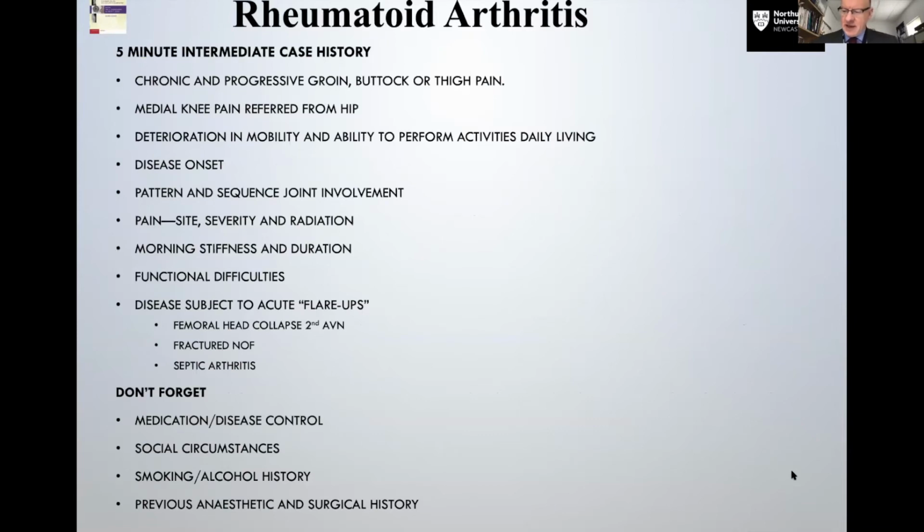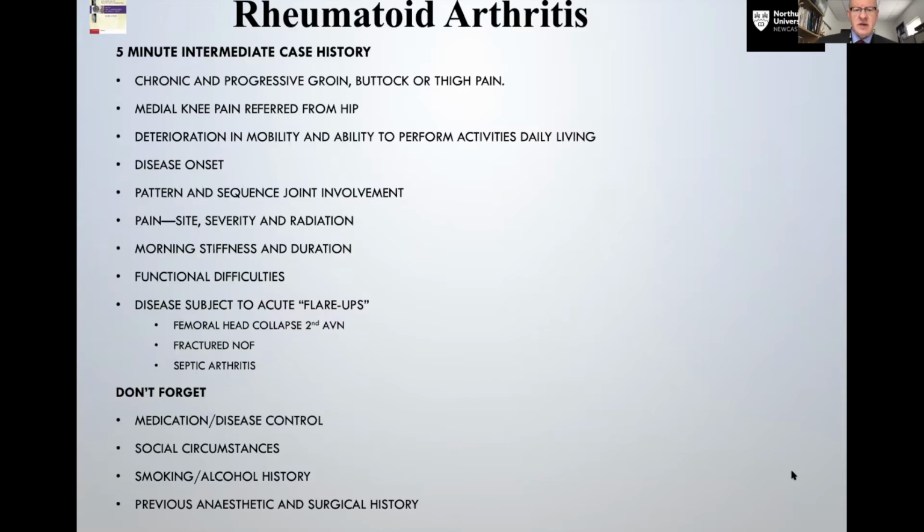For a 5-minute intermediate case history, there's a lot to cover, and you've got to be practiced in this so that you're able to get through the material as fast as you can. Patients will usually present with a chronic progressive groin, buttock, or thigh pain. There may be medial knee pain that's referred from the hip, a deterioration in mobility and ability to perform activities of daily living. Inquire about the disease onset, the pattern and sequence of joint involvement, the pain, its site, severity, and radiation, any morning stiffness, and if so, duration, and functional difficulties.